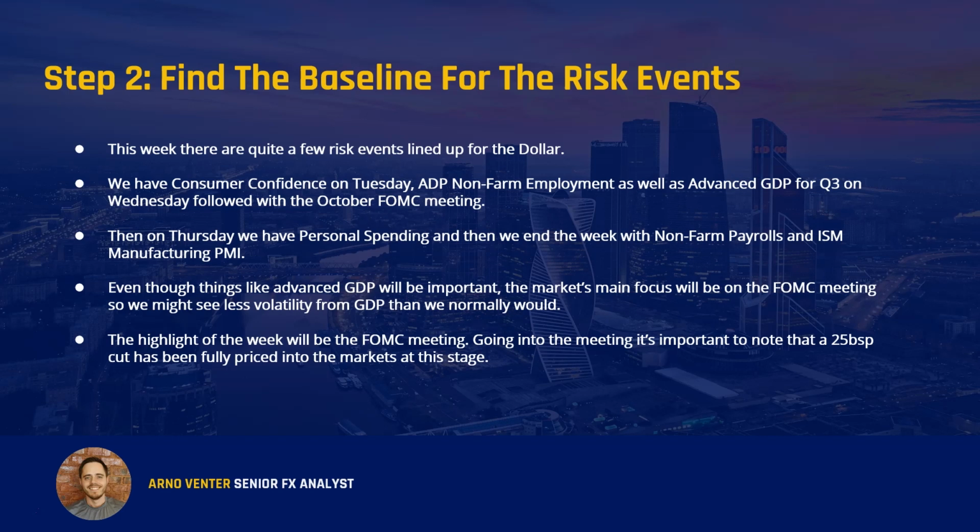Now, even though things like advanced GDP is always important, the market's main focus in the run-up to Wednesday will be the FOMC meeting, which comes out after the GDP event. So obviously, we will expect some volatility from that GDP number, but we might see less volatility from GDP this week than normal, given that the FOMC meeting is just a couple of hours after that. The highlight of the week will be the FOMC meeting.